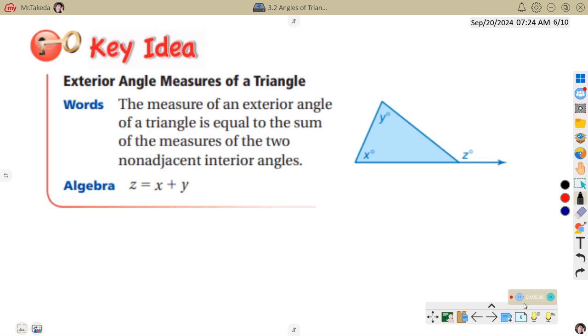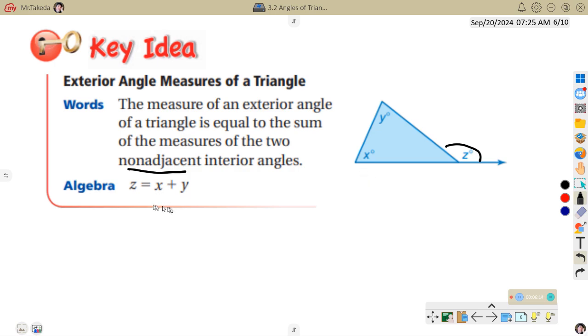Now let's look at exterior angles. All right? Exterior angles. Let's look at the words first. The measure of an exterior angle of a triangle is equal to the sum of the measures of the two non-adjacent interior angles. Let's talk about the word non-adjacent. Adjacent means next to. So non-adjacent means not next to. So this exterior angle is going to be adjacent to one angle, and the other two angles will be non-adjacent. This exterior angle will be next to one of the angles, so the other two will be called non-adjacent because it's not next to that one.